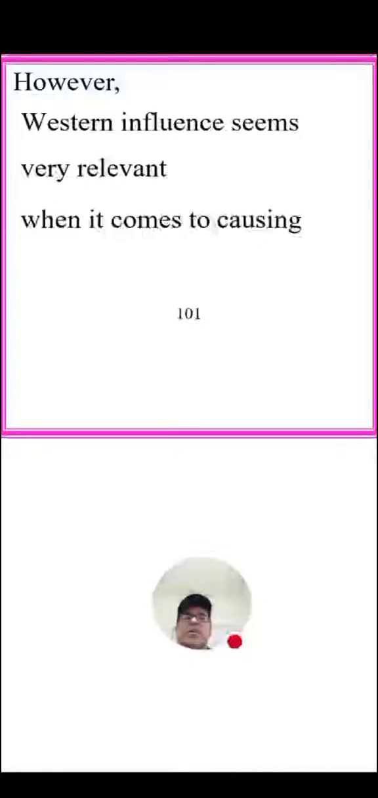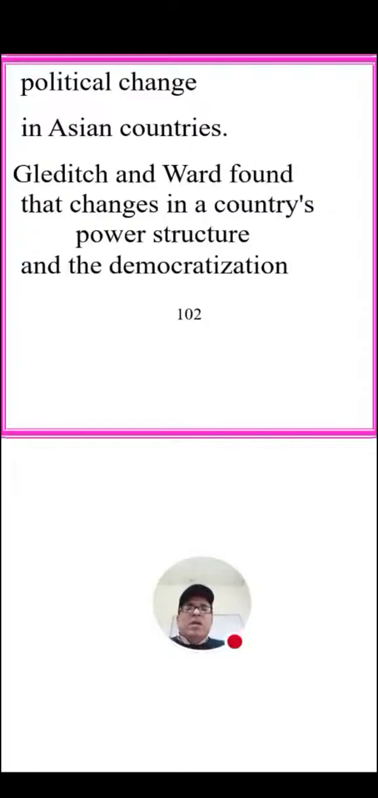Some social scientists warn that the Western approach to democracy in Asia is helpful only to a limited degree. However, Western influence seems very relevant when it comes to causing political change in Asian countries. Their role in political change is very relevant because Western countries have influence in Asian countries.